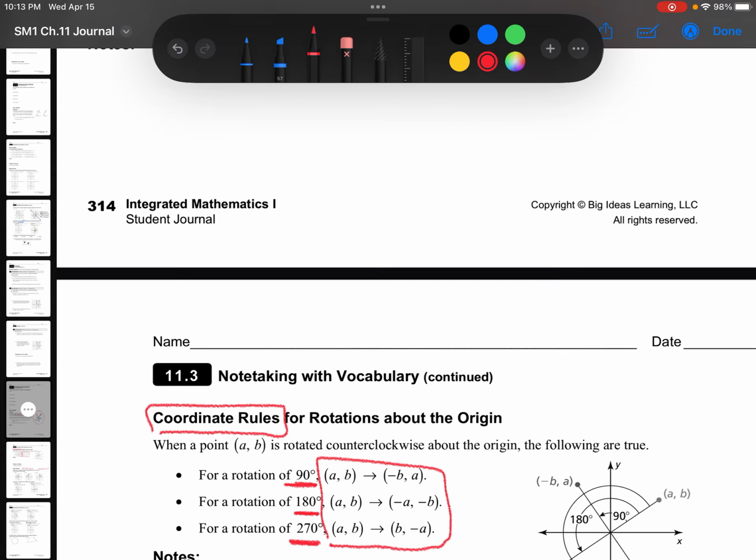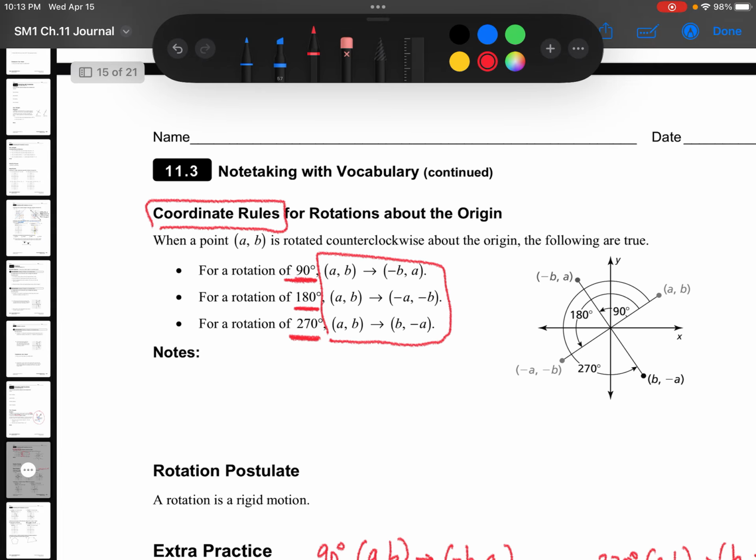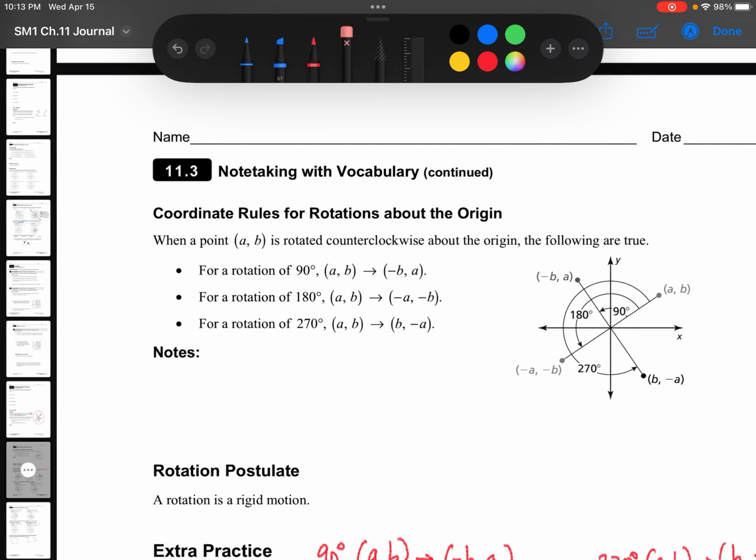If we scroll down, we are going to learn about three different types of rotations today with three specific angles: 90 degrees, 180 degrees, and 270 degrees. So we are going to study those rules. Please take this into account and make sure that it's part of your notes.